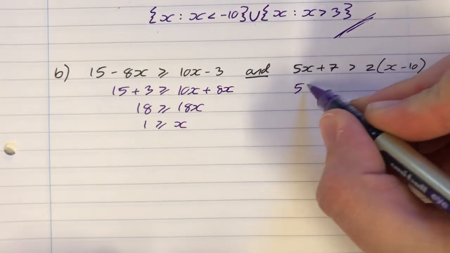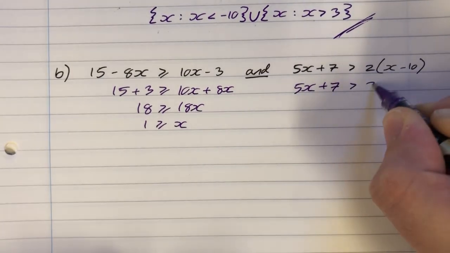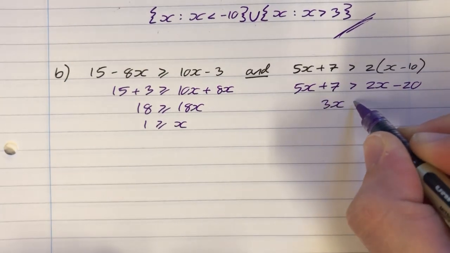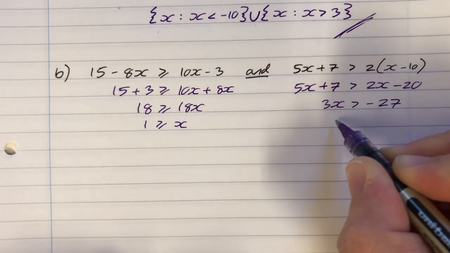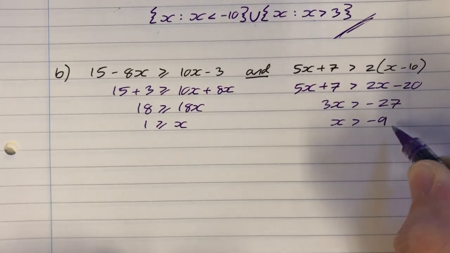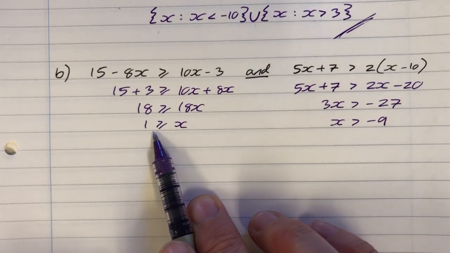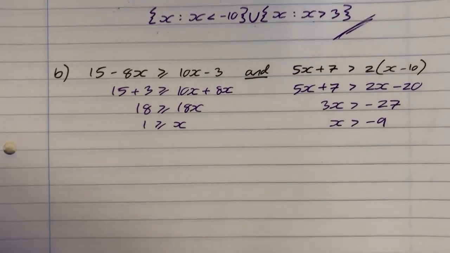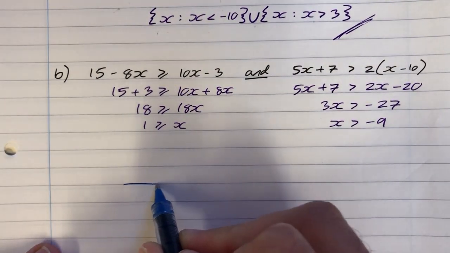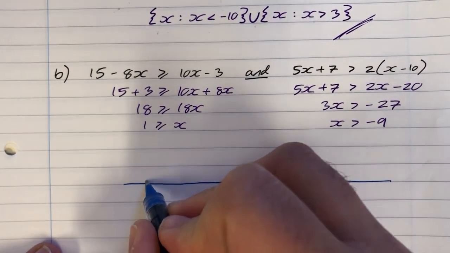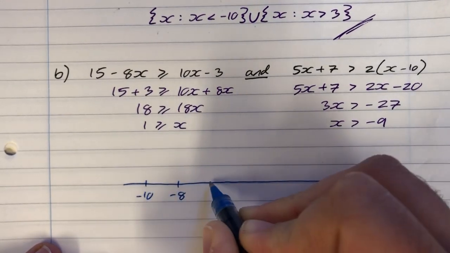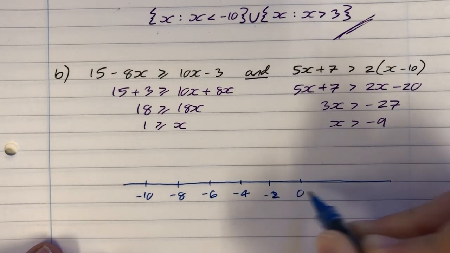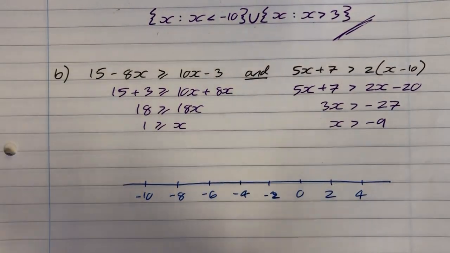This one is going to be 5x plus 7 is greater than 2x minus 20. Subtract the 2x to make a 3x, subtract the 7 to make a minus 27, and I'm going to get x is greater than minus 9. So I've got x is less than or equal to 1, and x is greater than minus 9. So let's have a look at the number line. Let's go down as far as minus 9. So again, I'm going to go in 2s for minus 10 this time. So minus 4, minus 2, there's my 0, there's a 2, there's a 4.